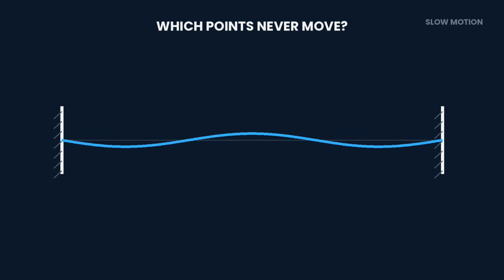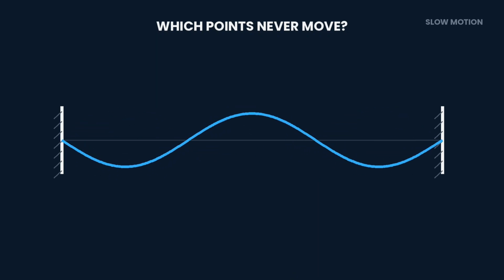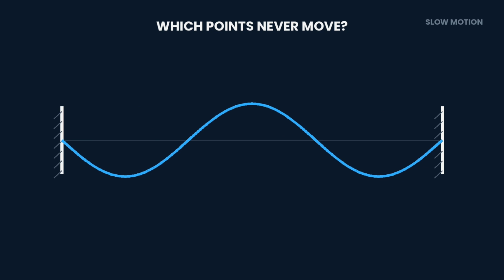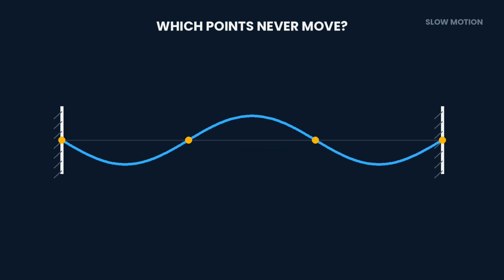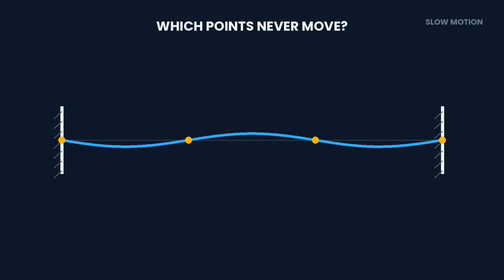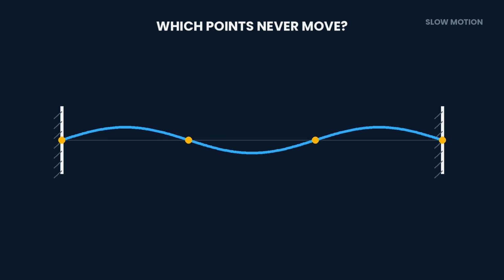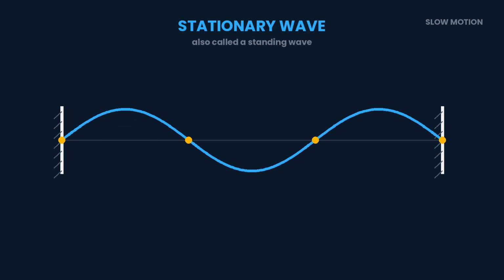Which points on this string never move? The string is visibly oscillating, but the pattern isn't travelling anywhere. These points stay still. The three loops reverse simultaneously, with adjacent loops moving in opposite directions. This is a stationary wave, also called a standing wave.